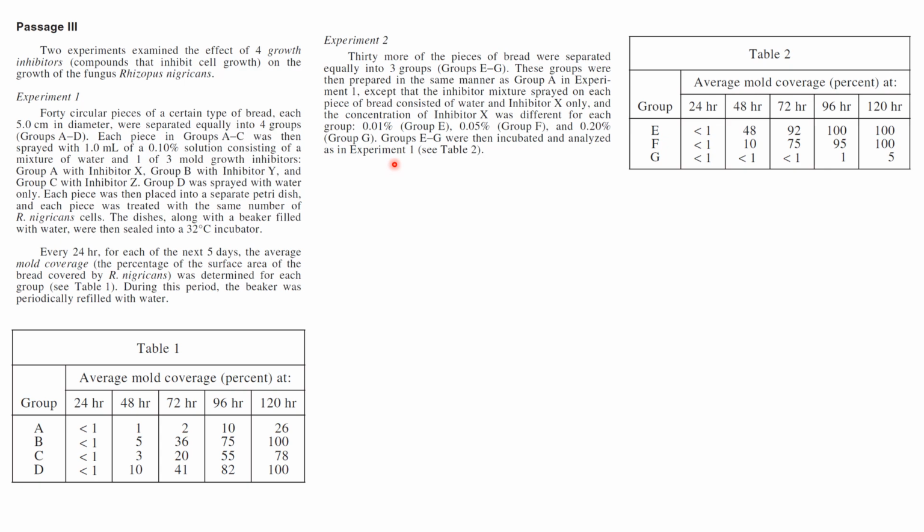So what's different in experiment 2? Different concentrations of mold inhibitor. So now we know we're spraying bread with a mold inhibitor, and we're measuring bread every 24 hours to see how much mold growth there is.